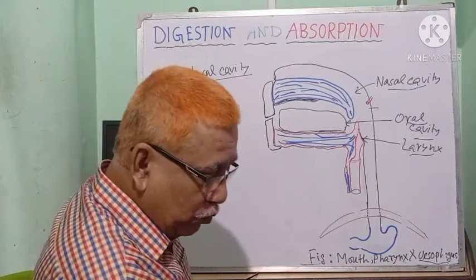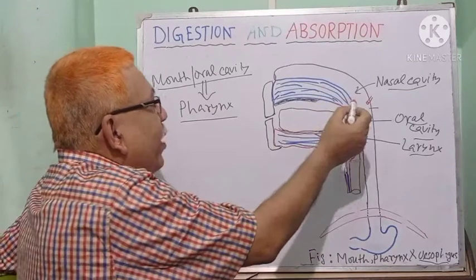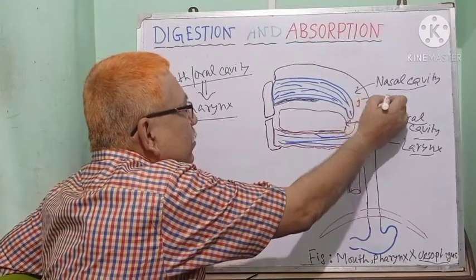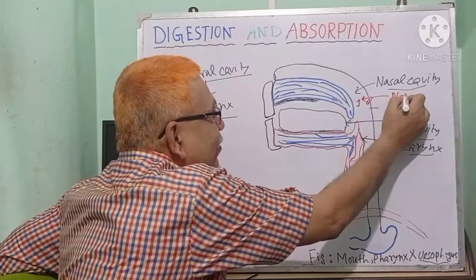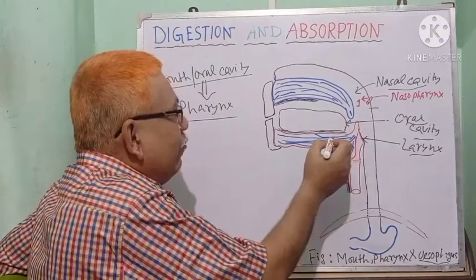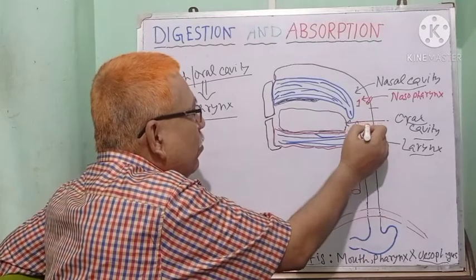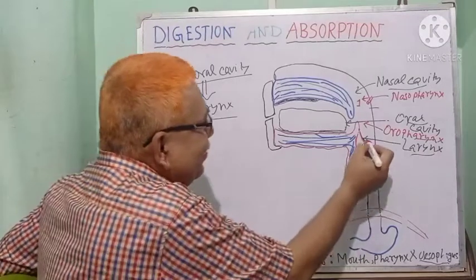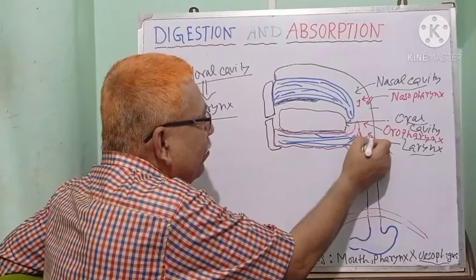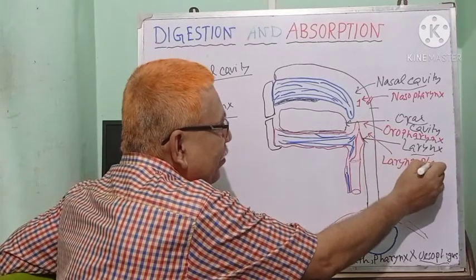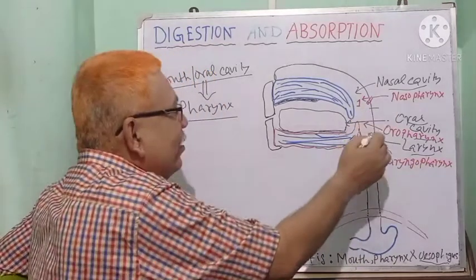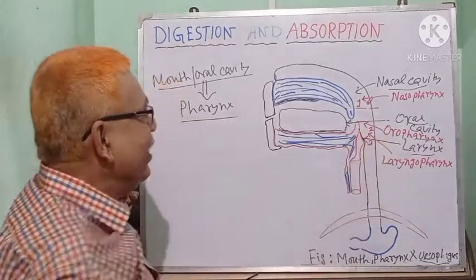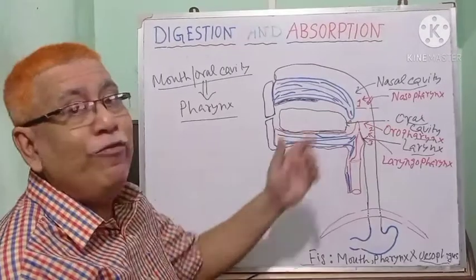Pharynx is divided into three parts. The part nearer to the nasal cavity is called the nasopharynx, the part nearer to the oral cavity is called the oropharynx, and the part of the pharynx nearer to the larynx is called the laryngopharynx. So pharynx is divided into nasopharynx, oropharynx and then laryngopharynx.